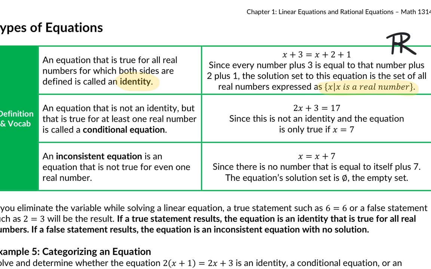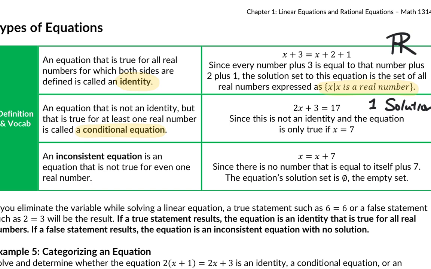The second one is what 99% of equations are. This is what you're used to solving for. It's called a conditional equation. This is an equation that has one solution, okay? When you can actually solve an equation and get a solution, that is technically called a conditional equation, because it's only true if x is equal to 7, or only true if x is equal to 0. That's 99% of equations that you see.